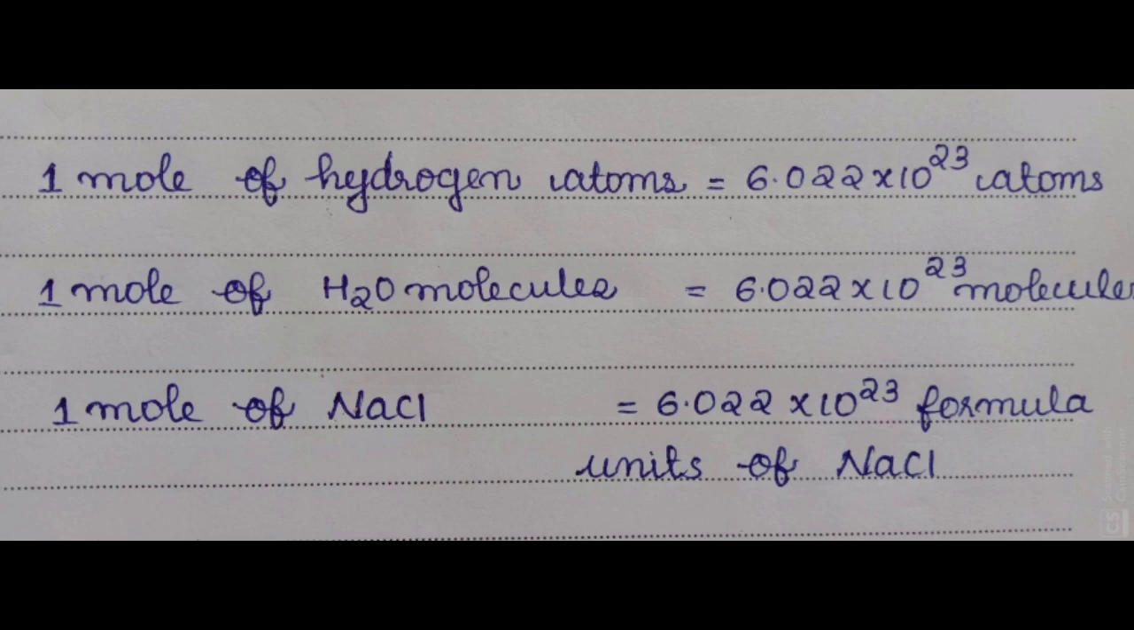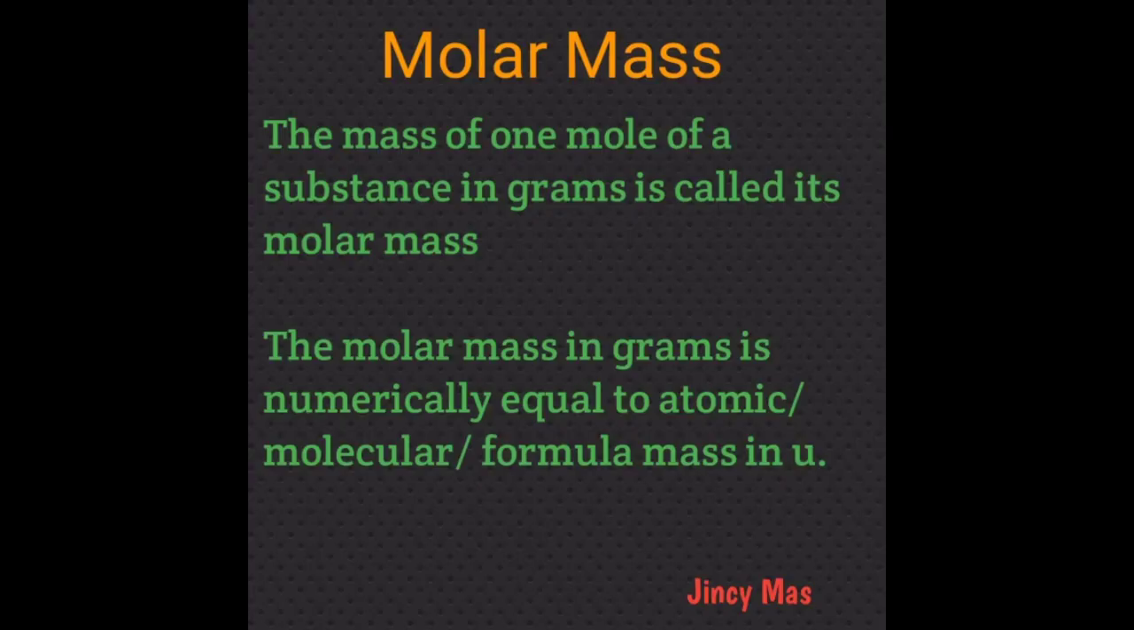Then 1 mole of NaCl, that also will be containing 6.022 × 10^23 formula units of NaCl. You know why it is referred to as formula unit. You have learned it in the last session. I hope you have got a clear-cut idea about the unit mole. Once you know what is 1 mole, it is very easy for you to understand what is molar mass.